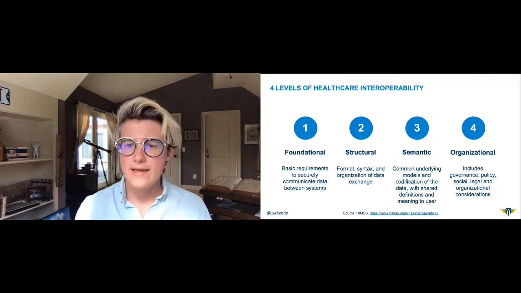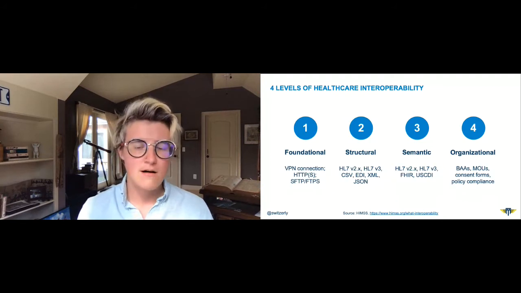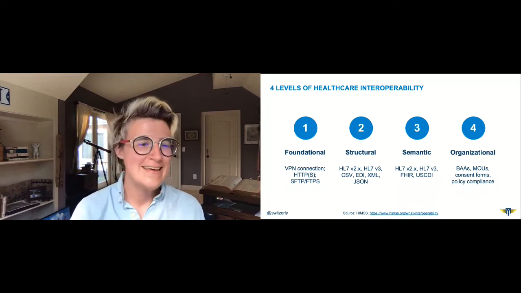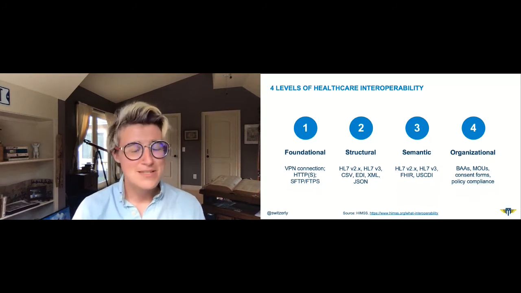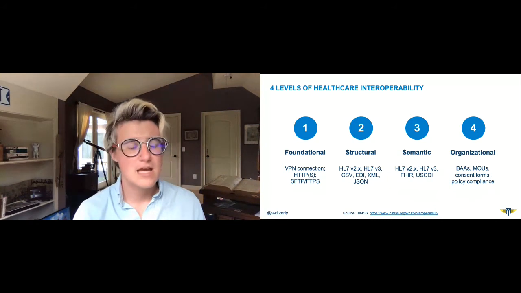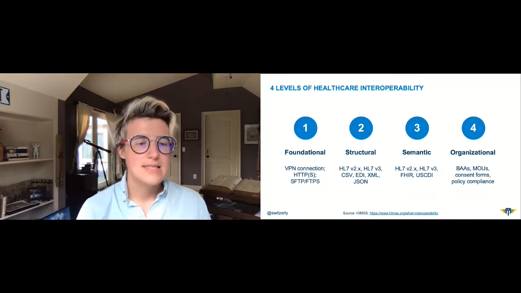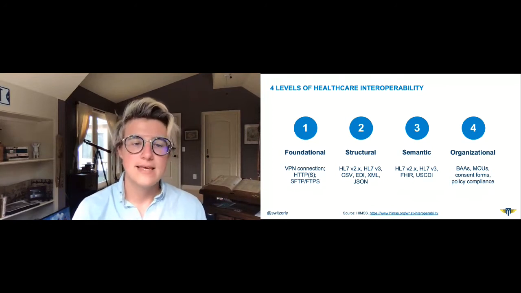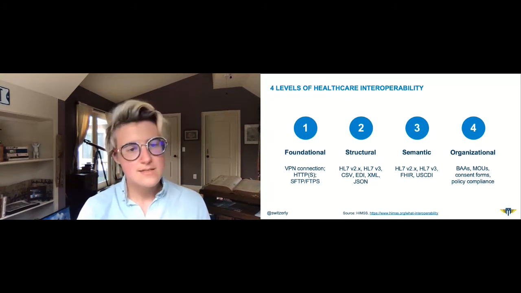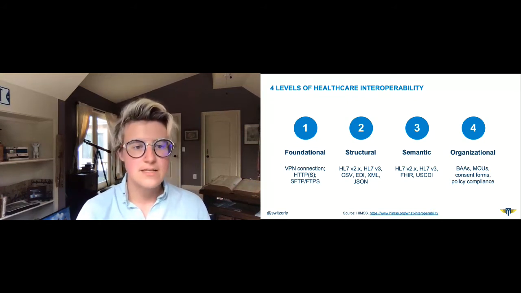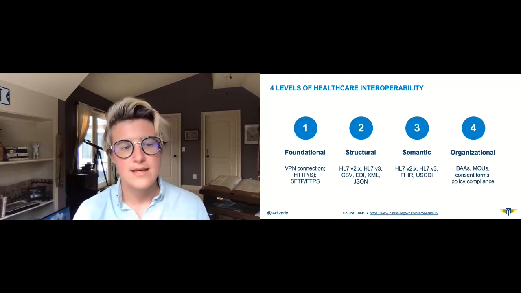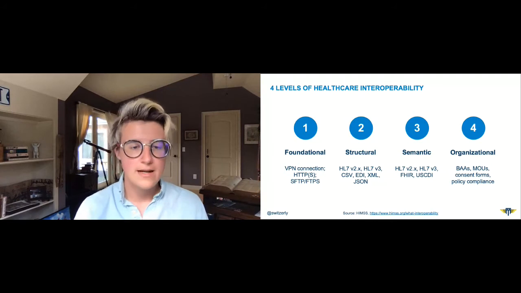And what this looks like in implementation are, unfortunately, a bunch of acronyms. That's just healthcare and government, sadly. So at the foundational level, we could be talking about HTTPS. We could be talking about setting up VPN connections, SFTP and FTPS. Structurally, we're talking about things like CSV, EDI, XML, and JSON. And we're also getting into some more interesting stuff like HL7 V2, and if unfamiliar, HL7 is a standard for data exchange in healthcare.